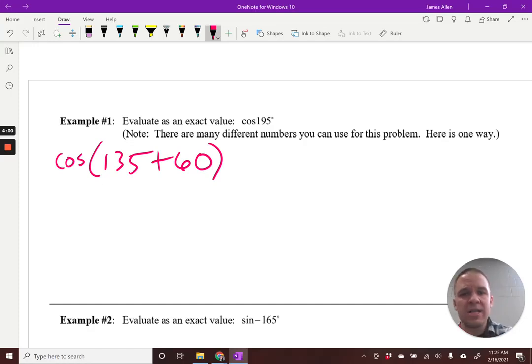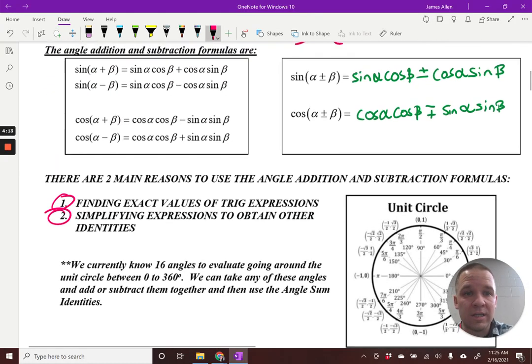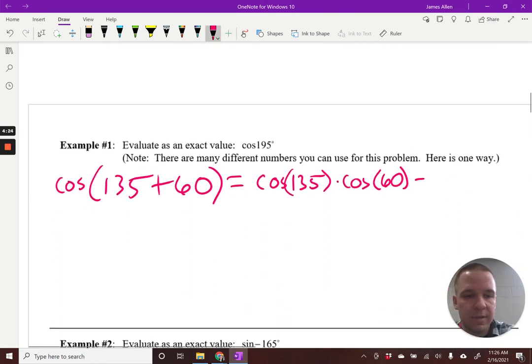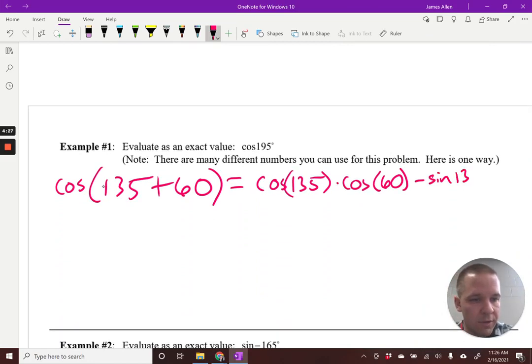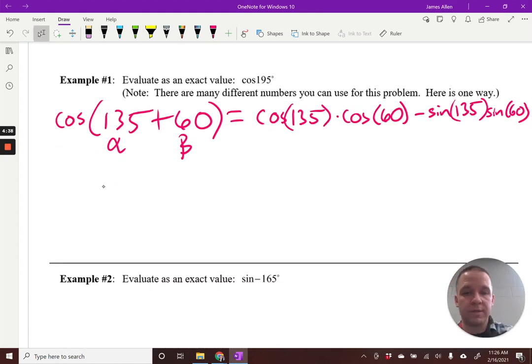Awesome. Now with my cosine sum formula, I'd have the cosine of the first angle, 135, times the cosine of the second angle, and then it's minus, remember from the formula. We had our expansion there, and we're using this one right here. So my alpha, my beta, and then minus, then we have sine of alpha and sine of beta. So sine of 135 and sine of 60. This is my alpha, that's my beta. Now we're just going to evaluate all four of these.